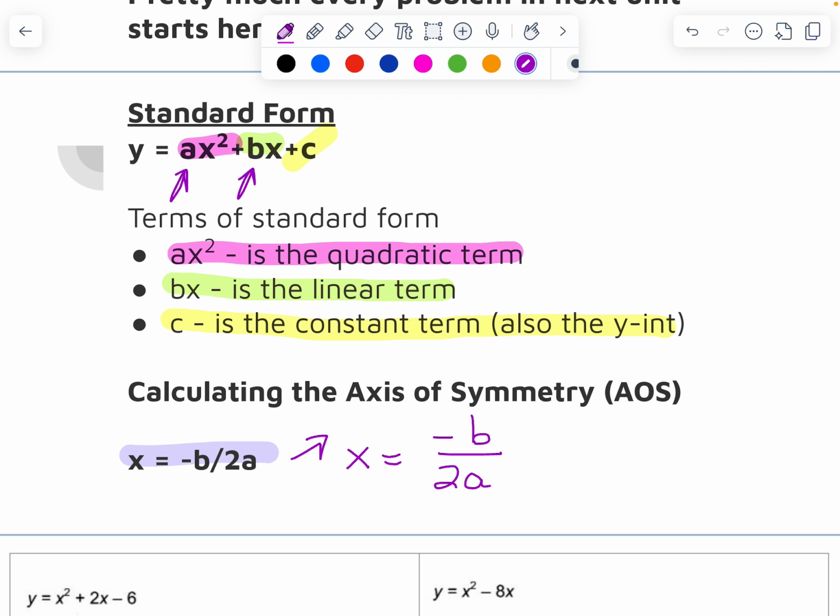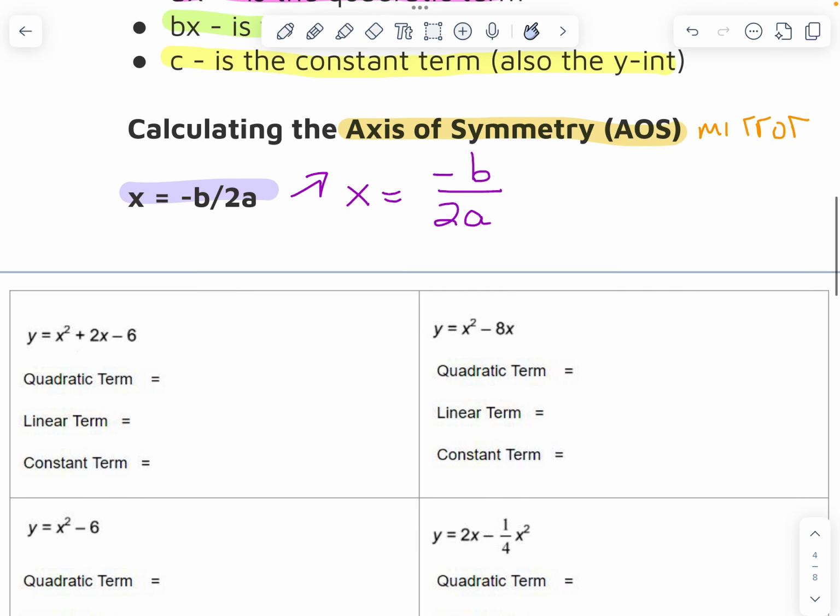That calculates, again, our mirror. So there is a lot of work here to get to that mirror. But once I have that mirror, I can take that h and plug it back in to calculate the y value for the vertex. So once I have the axis of symmetry, I can plug it into the standard form to figure out the y for the vertex.